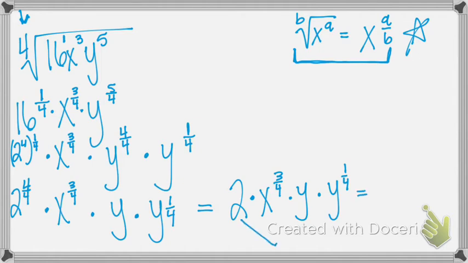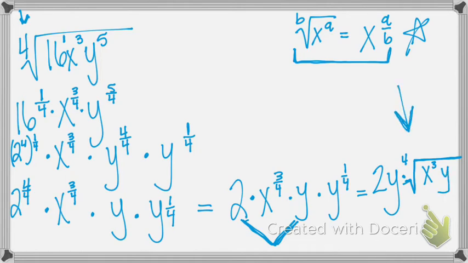Now, I want to simplify. I can say 2 times y because those do not have an exponent. So 2y and I've got my radical. But what's my root going to be? It's going to be a 4. I have an x cubed and just a y. So this would be my answer.